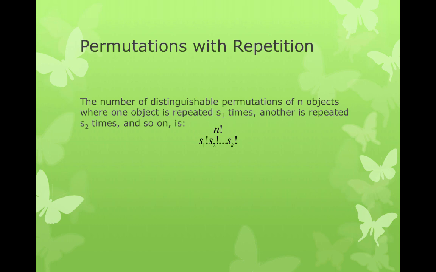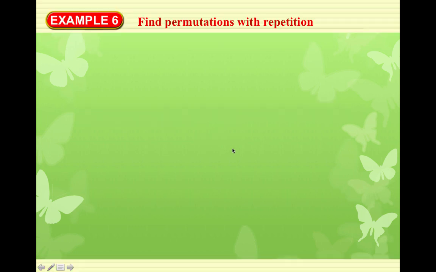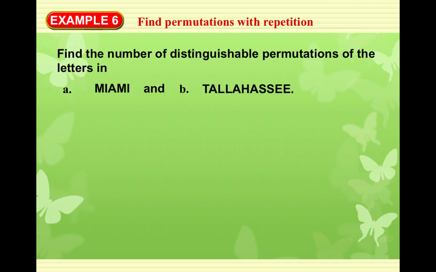All right, sometimes we have permutations with repetition. The number of distinguishable permutations of n objects where one object is repeated S1 times, another is repeated S2 times, and so on, is n factorial over the product of each of those little s's factorial. So S1 factorial times S2 factorial up to SK factorial. So that's definitely something that's easier to see with an example. So let's look at a couple of examples here.